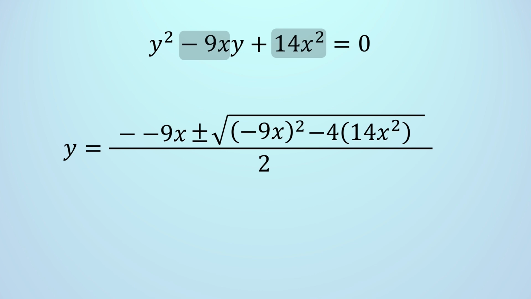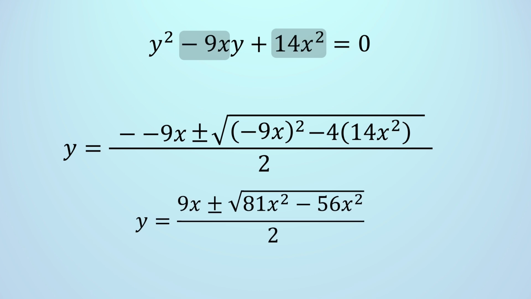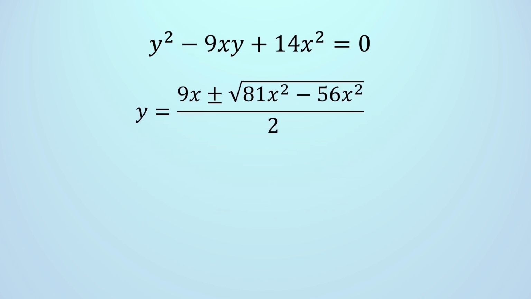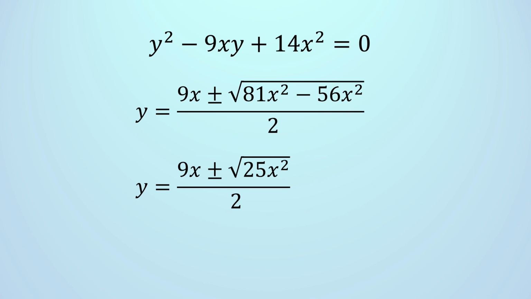You just have to simplify the things inside the square root, and that will get us 81x squared minus 56x squared. Of course, both of those things are x squared, so you can gather the like terms to get simply the square root of 25x squared. And then, because of the way square roots work, we can individually square root the 25 and individually square root the x squared to end up with 5x.